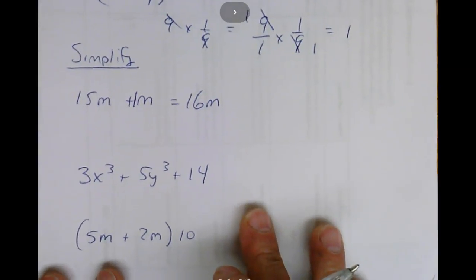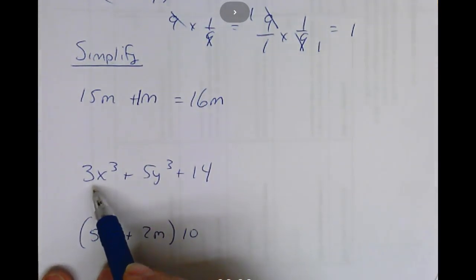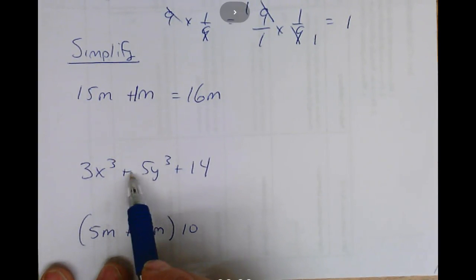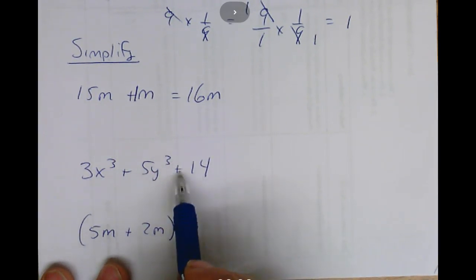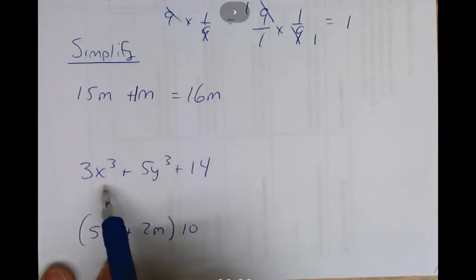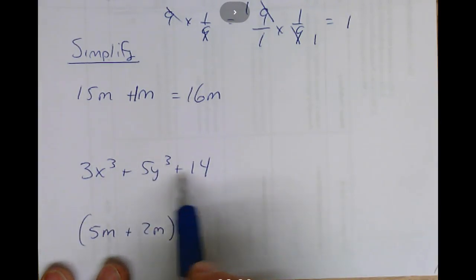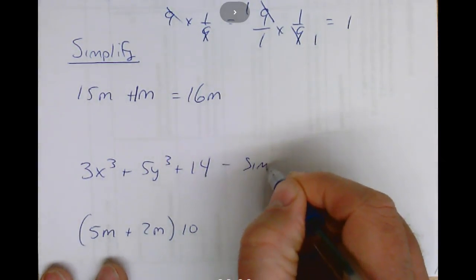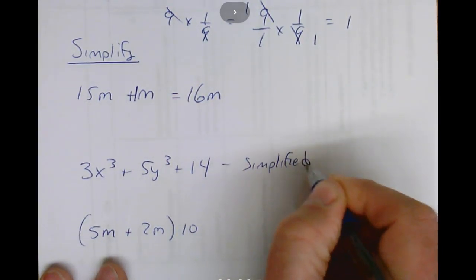And then here we have three more terms, an algebraic expression. We have 3x cubed plus 5y cubed plus 14. And again, we'll look at this. We're looking for like terms. We have an x cubed, we have a y cubed, and a 14. Really, none of these are the same, so this already is simplified. You might see one like that in your homework.